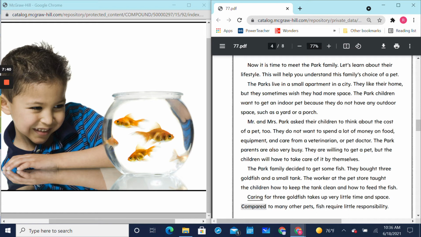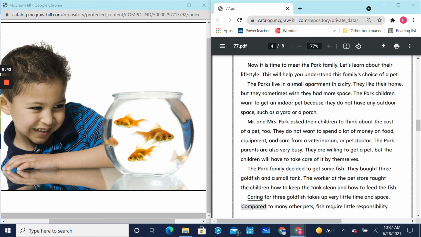Mr. and Mrs. Park asked their children to think about the cost of a pet too. They do not want to spend a lot of money on food, equipment, and care from a veterinarian, or pet doctor. The Park parents are also very busy. They are willing to get a pet, but the children will have to take care of it by themselves. The Park family decided to get some fish. They bought 3 goldfish and a small tank. The worker at the pet store taught the children how to keep the tank clean and how to feed the fish. Caring for 3 goldfish takes up very little time and space. Compared to many other pets, fish require little responsibility.